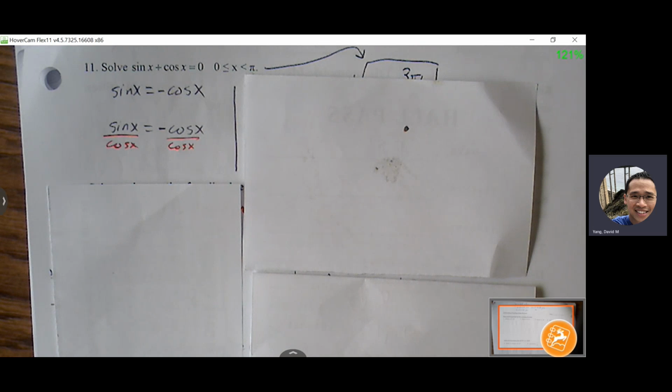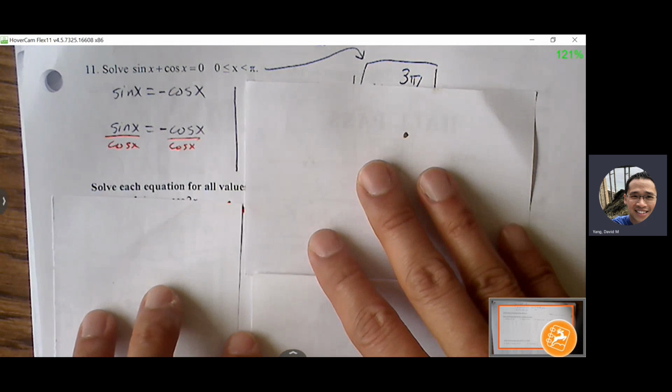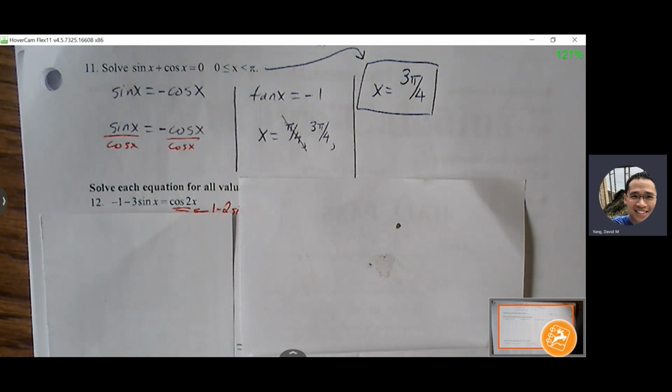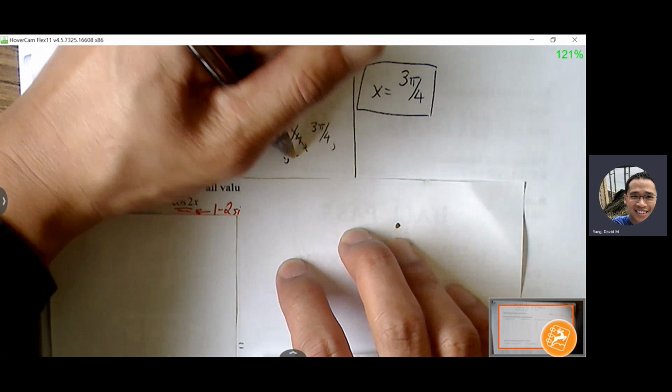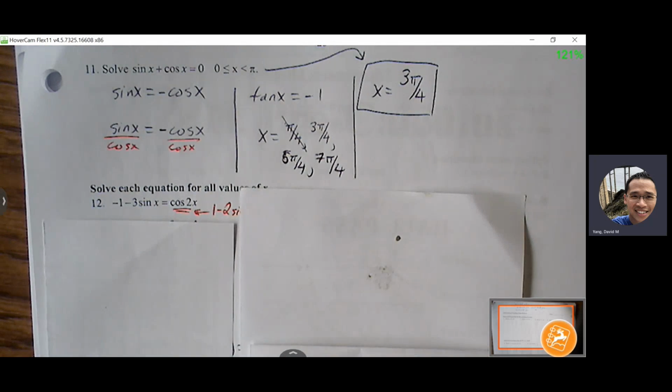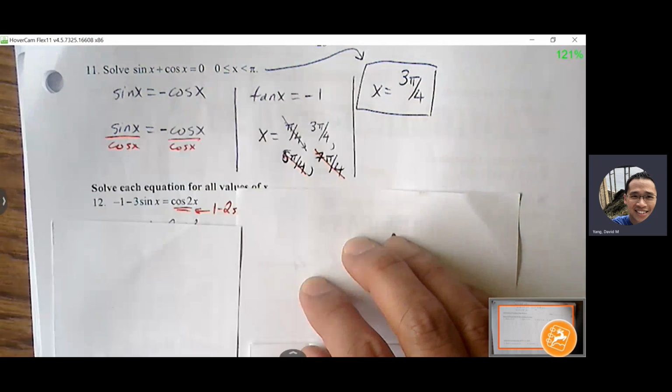So sine over cosine is tangent. Left side is tangent. Right side is equal to what? Negative one. So that becomes a lot more manageable, right? So we're converting it into something that we can recognize. So tangent is going to be negative in the second and third quadrant, but we don't include 5 pi over 4 because 5 pi over 4 is outside the interval. So even if you had included... All right, those are all out. None of them are going to fall inside the interval that we're looking for between 0 and pi.